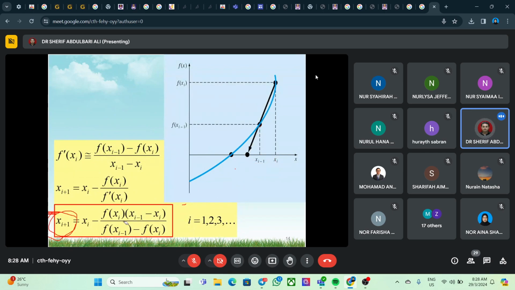Why do we not classify the second method as a bracketing method, since we are going to have two initial values? The answer is, remember that for bracketing methods, suppose you have a value of x lower at this position and x upper at this position. Between x lower and x upper, the root must lie between these two values.